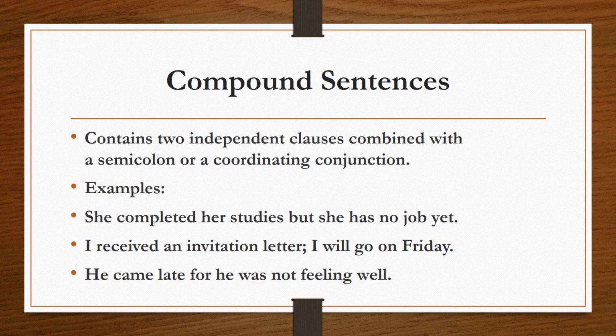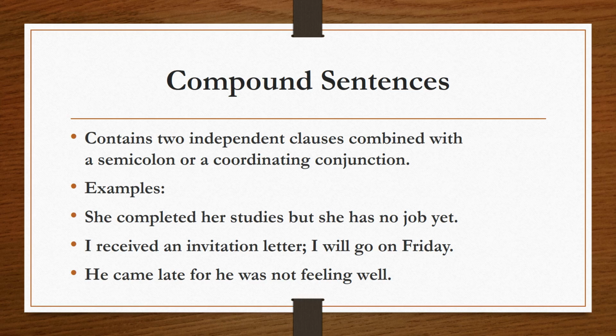And how can that be achieved? They can be combined by a semicolon, or you can put a coordinating conjunction, right? The examples are as follows. She completed her studies, but she has no job yet. So you see that there are two sentences. You can say she completed her studies, and you put a full stop. And you can also say that she has no job yet. It's a full sentence. So the coordinating conjunction joining these two sentences is but.